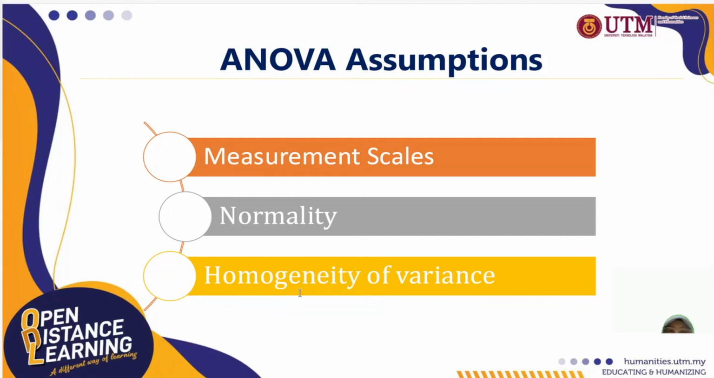First, of course, the measurement scales. We need to ensure that the data is ratio or interval. And then we need to check the normality test. If normal, we can proceed. If not, we need to opt for a non-parametric test. And then we need to check the homogeneity of variance. We need to ensure that it is homogeneous.